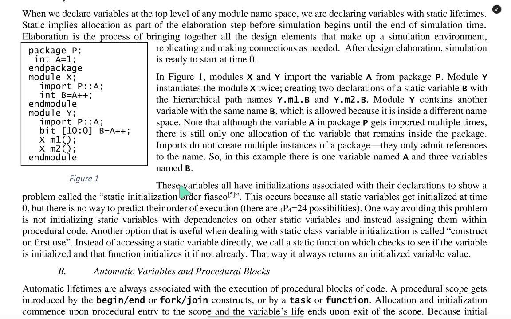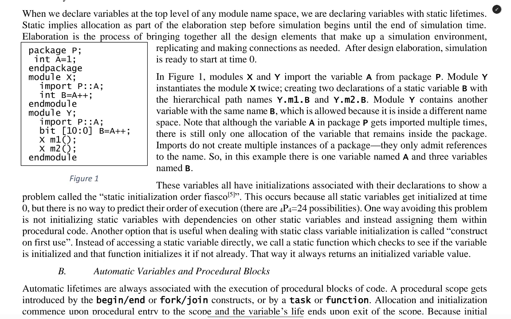These variables are initialized with their declaration to show a problem called the static initialization order fiasco. This occurs because all static variables get initialized at time 0, but there is no way to predict their order of execution. There are 24 possibilities. One way to avoid this problem is not initializing static variables with dependence on other static variables, instead assigning them within procedural code.